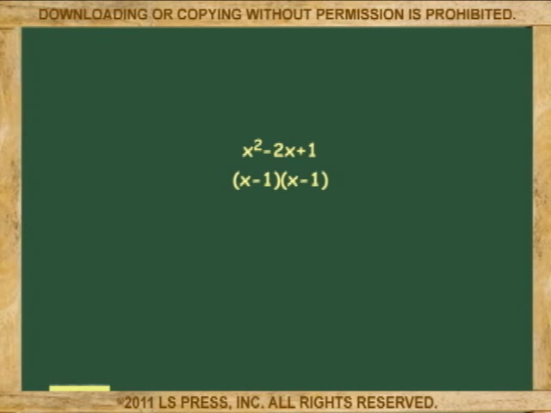Because the middle term is addition, the first example shown before, x squared plus 2x plus 1, is factored as x plus 1 times x plus 1. Because both binomials are identical, square them to x plus 1 squared.